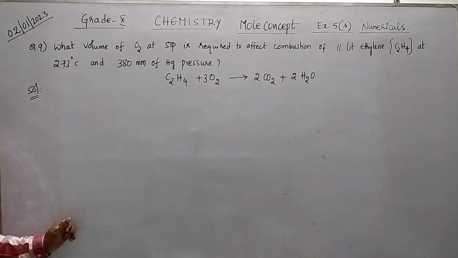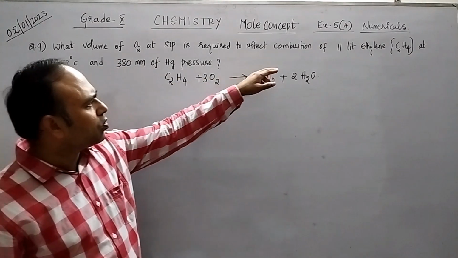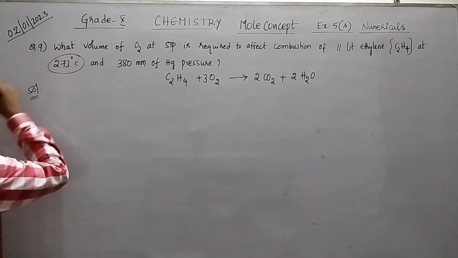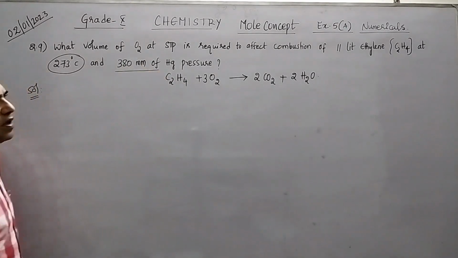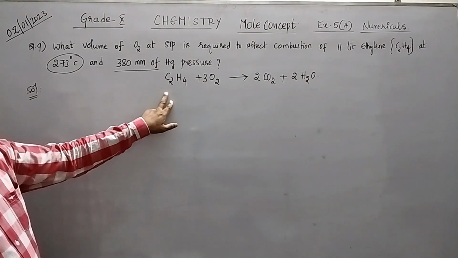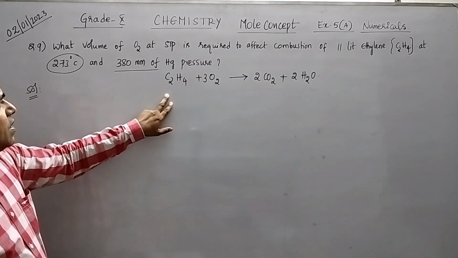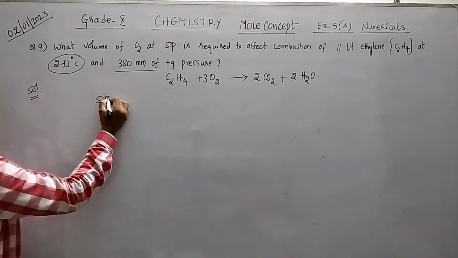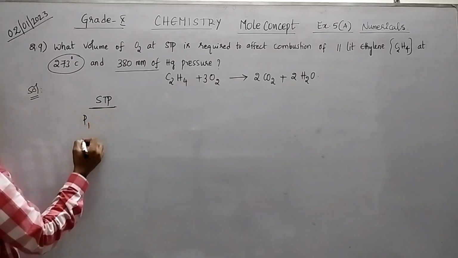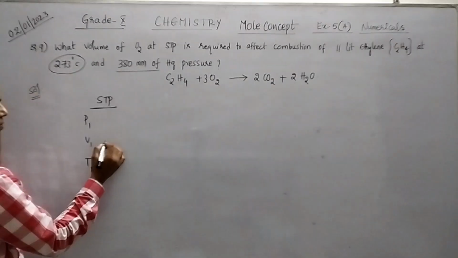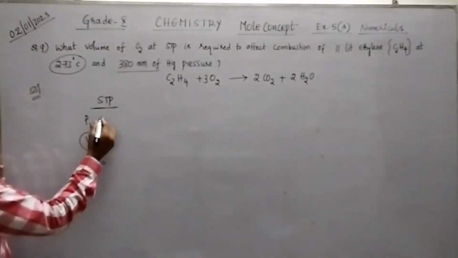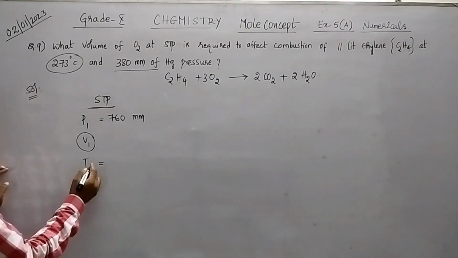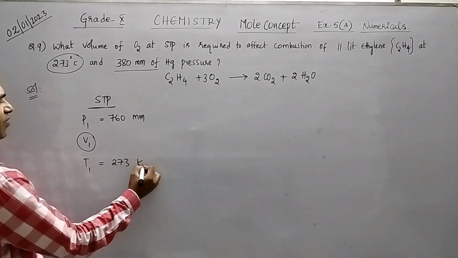Now question number 9. What volume of oxygen is required to affect the combustion of 11 liters of ethylene? They have mentioned at 273 degrees Celsius and 380 mm of Hg pressure. Now the equation is given. So first and foremost thing, they didn't give it at STP condition, so we need to calculate. Let us take this as at STP, P1, V1 and T1. So we need to calculate V1. So STP is 760 mm and temperature is 273 Kelvin.